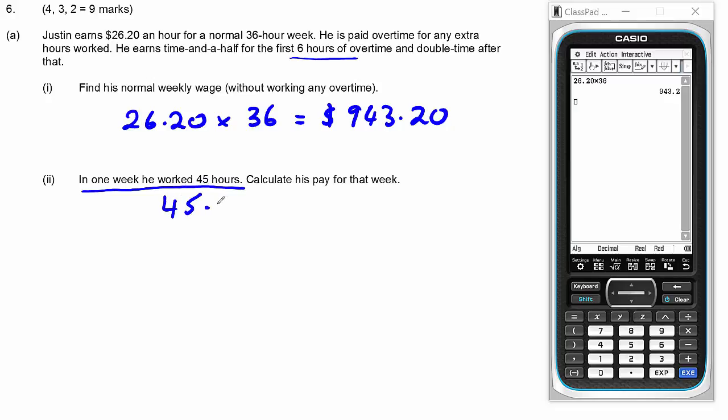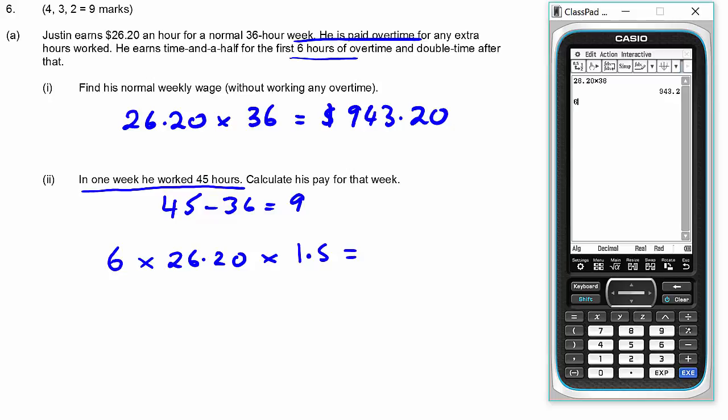So that's 45 take away 36, giving us 9 hours of overtime. So for 6 of those, he gets paid time and a half. So 6 multiplied by his 26.20, and then for time and a half, we multiply by 1.5. Or you could just work this out and then add half of it back on. It's up to you. So that's 6 multiplied by 26.20 multiplied by 1.5, and that's 235.80.